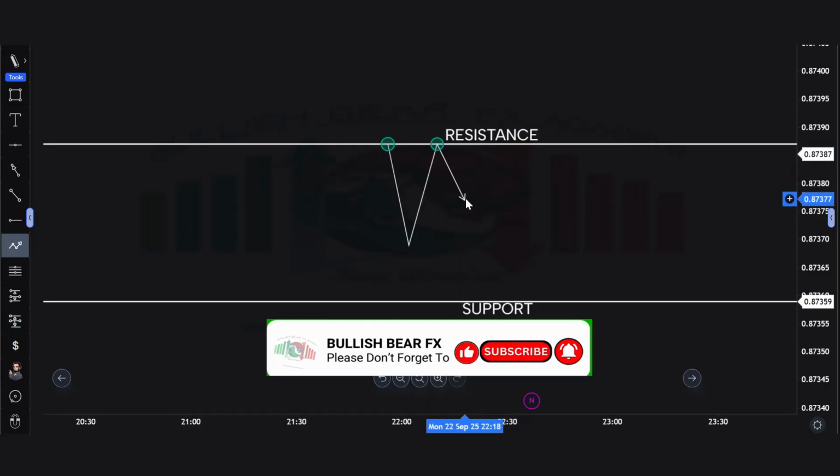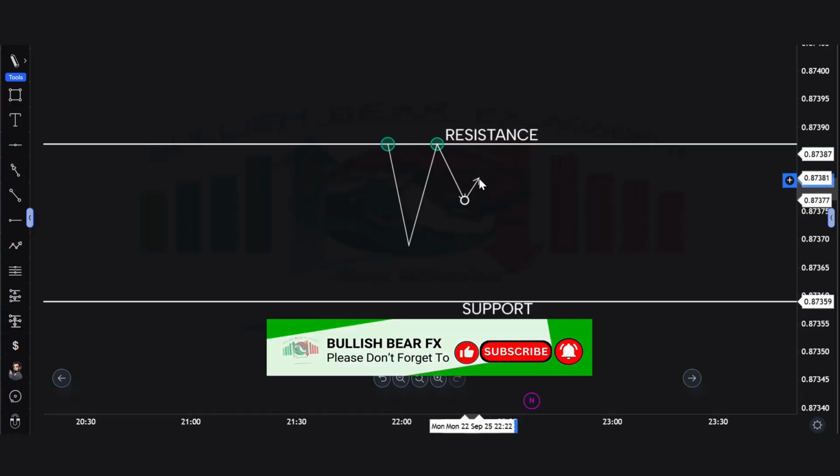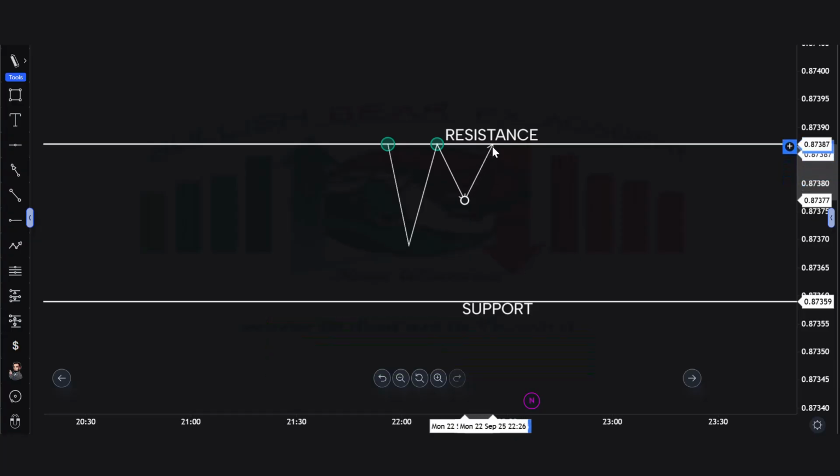So in order to place an entry, you want to wait for price to go back to your resistance zone where you had your point 1 and your point 2. And there you want to look for a selling opportunity to sell along with price to the downside. And that is how to sell from a resistance zone.